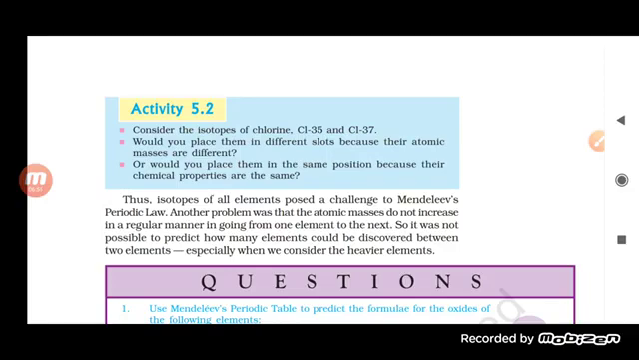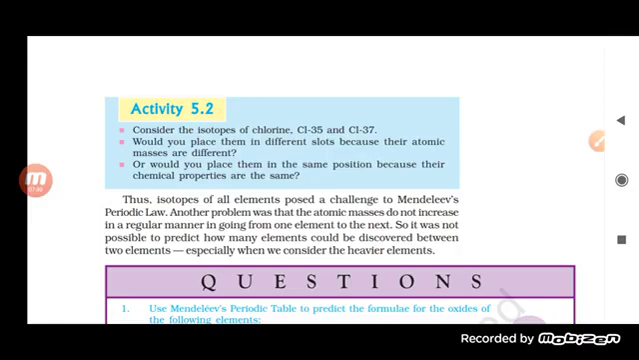Another problem was that the atomic masses do not increase in a regular manner as we go from one element to the other, and it was not explained properly why some elements were placed earlier than elements whose atomic masses are higher. At that time, students, only 63 elements were discovered, but later when the heavy elements were discovered, it was difficult to decide the position of the heavier elements.